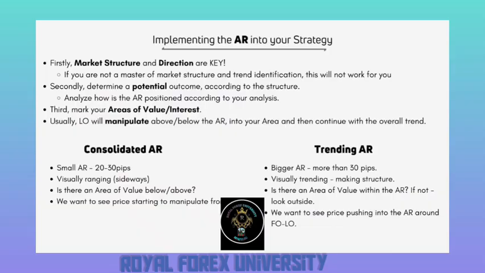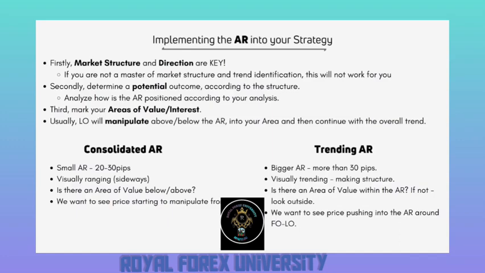So first determine the trend, second determine the potential outcome of the day, then mark your areas of value, and then it's action time. London Open, we usually manipulate above or below the Asian range into your area of value, and then you continue with the overall trend, right? So this is a very simple 4-step approach right there that you can just implement and you can kill it, I promise you, right? But right now, let's actually look into the details.